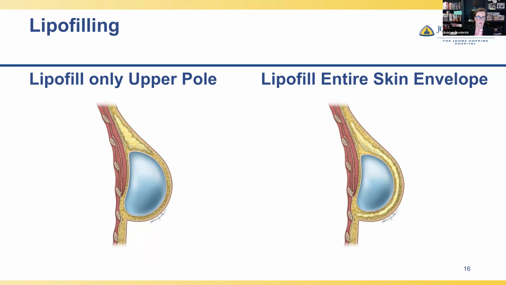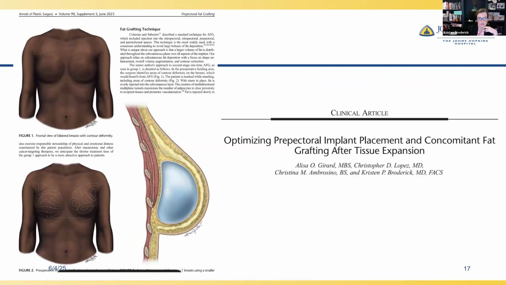So this is a schematic, and you can see on the one side what it looks like if you just lipofill the upper pole. And while that will help with your overall shape and turn it from sort of more of a grapefruit round implant into an upside down ice cream cone, if you lipofill the entire skin envelope, you can actually get more fat into this area because the fat will survive better, and you can go smaller with the device.